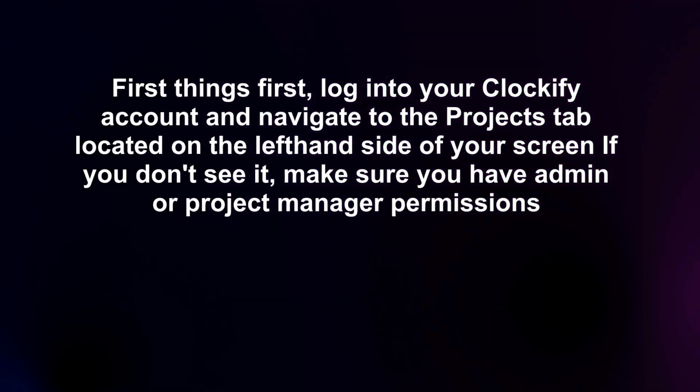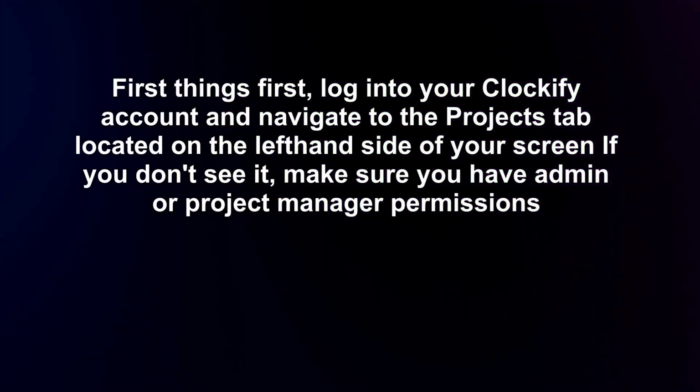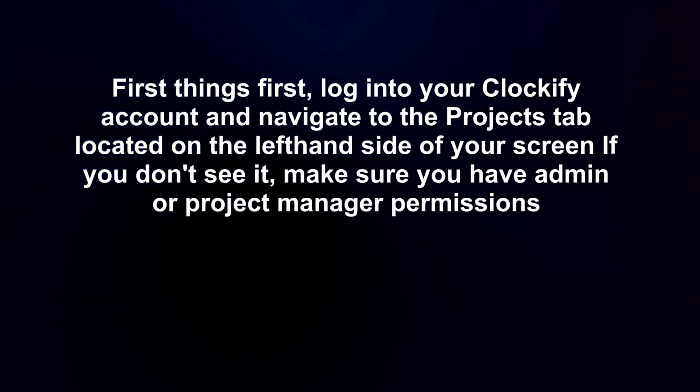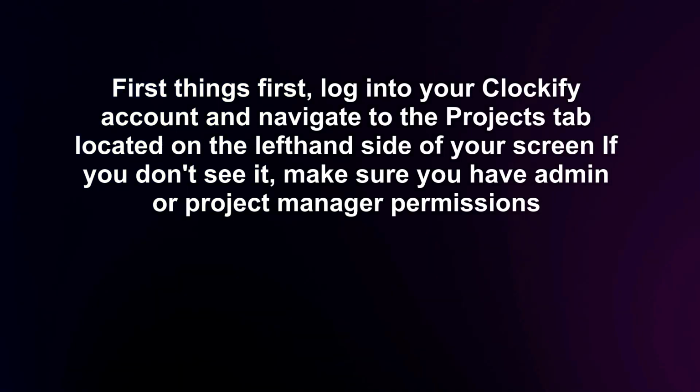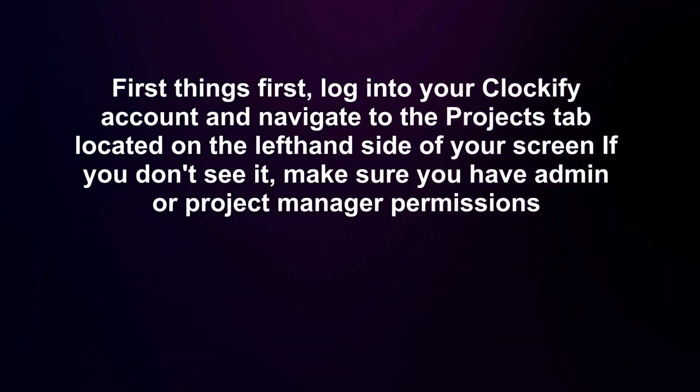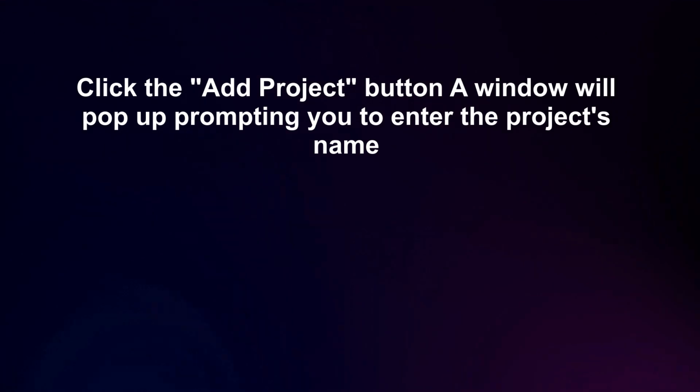First things first, log into your Clockify account and navigate to the Projects tab located on the left-hand side of your screen. If you don't see it, make sure you have admin or project manager permissions. Click the Add Project button. A window will pop up prompting you to enter the project's name.